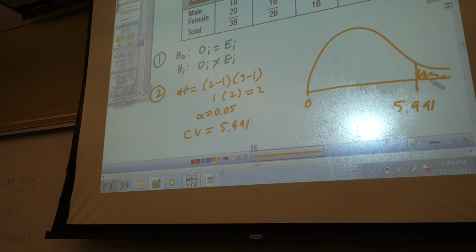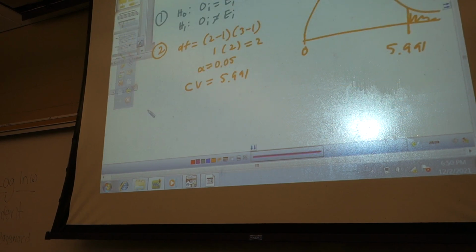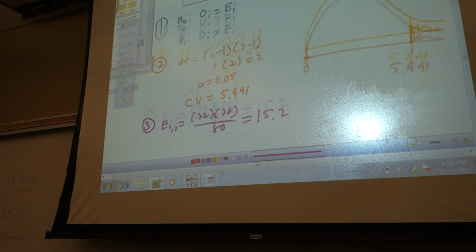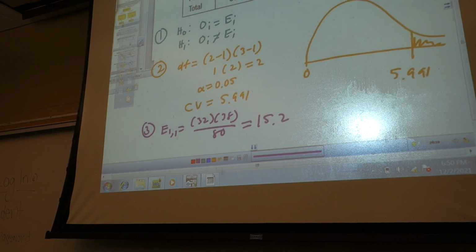What's my step 3? E 1 comma 1 is equal to 32 times 38 over 80, which is equal to 15.2. Where do we get those? You get those from the total of the row and the total of the column, and then your total overall. So your row total times your column total divided by your grand total.